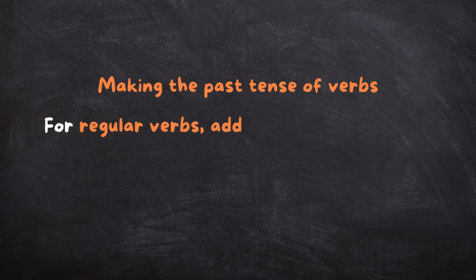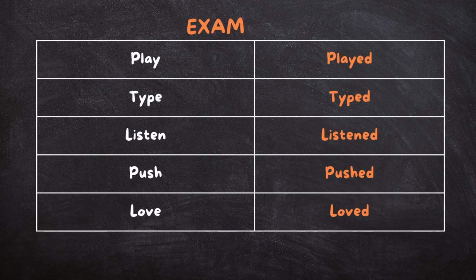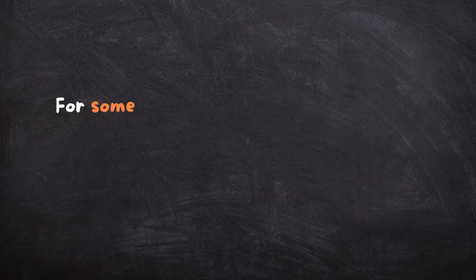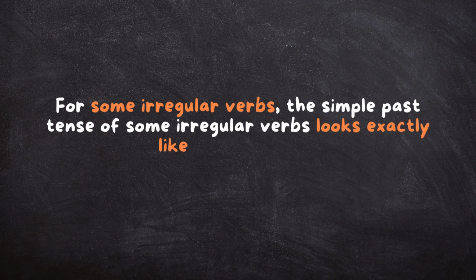For regular verbs, add ed to the root form, or just add d if the root form of the verb ends in an e. So examples are play, we get played. Now we have type, which ends with e, so we just have to add d to it to get typed. We have listen, that has no ending of e, so we just add ed to it, then we get listened. Push, pushed. Love, loved. For some irregular verbs, the simple past tense of them looks exactly like their root form.